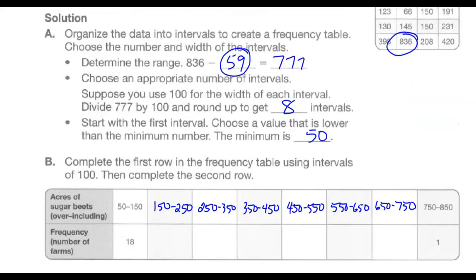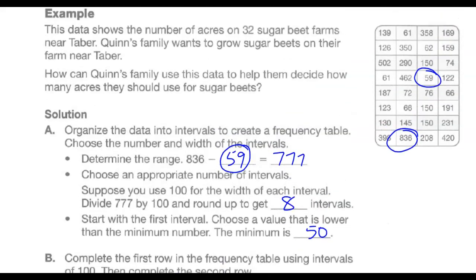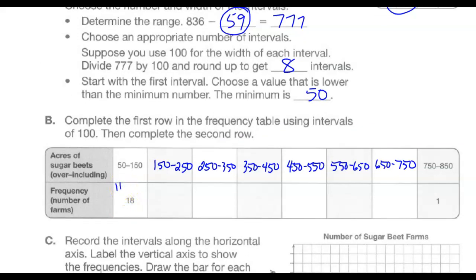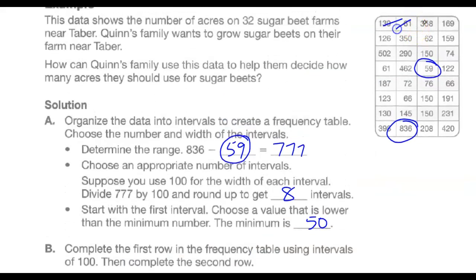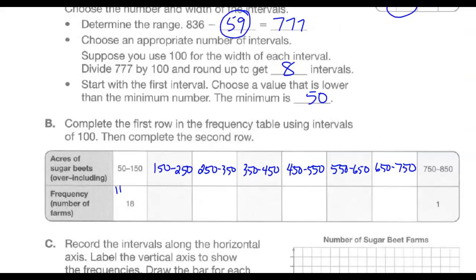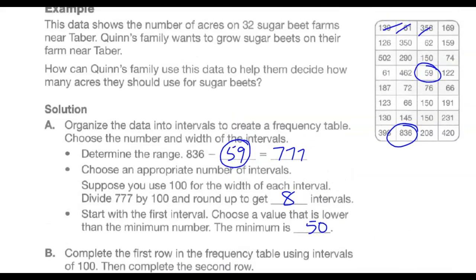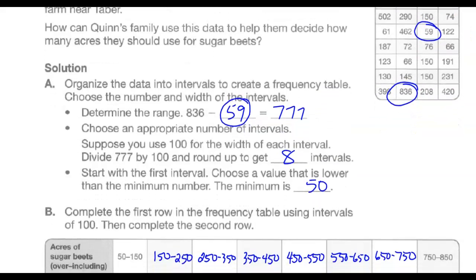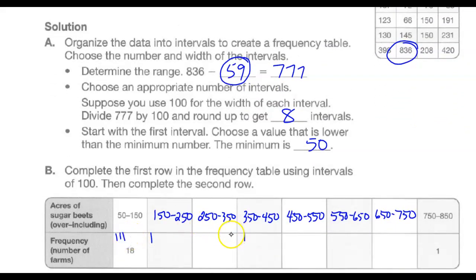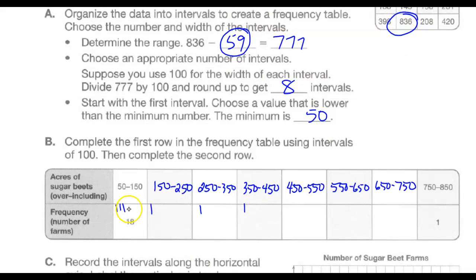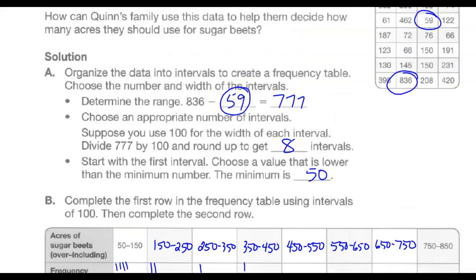So 139, so that's going to be in here. They've already filled some in, but I'm going to cross that off. Then 61 is also in that. And then 358, 169, 126, 350. Remember, we include the last value. 62, 159.